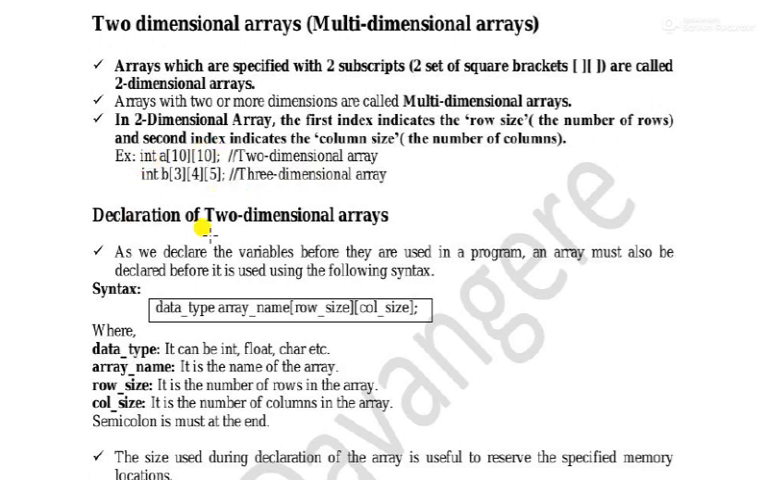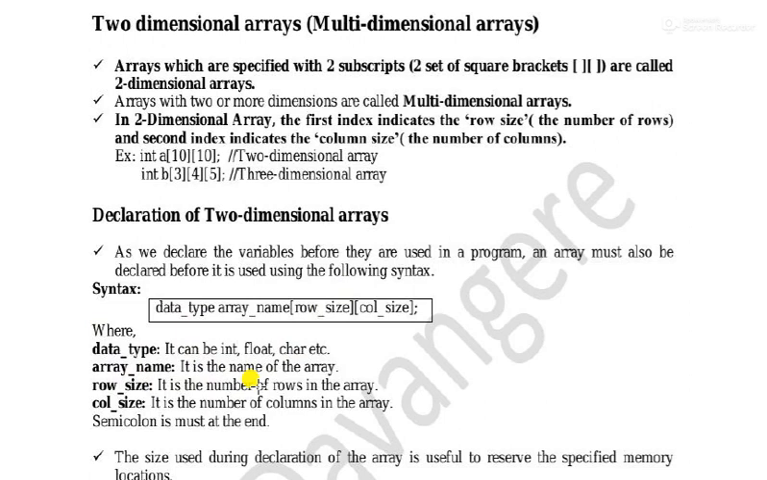Declaration of two-dimensional arrays is the same as one dimension, but we need to attach one extra. The syntax for declaring two-dimensional arrays is: data type, array name, row size and column size. The row size and column size we mention within square brackets. As we declare variables before they are used in the program, an array must also be declared before it is used, with the following syntax. The data type can be int, float, char. Array name is the name of the array.